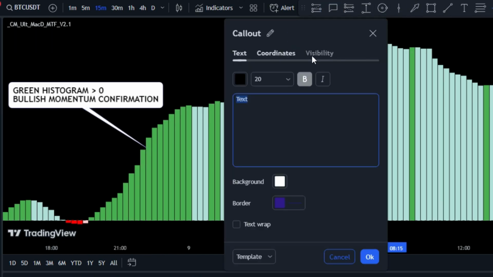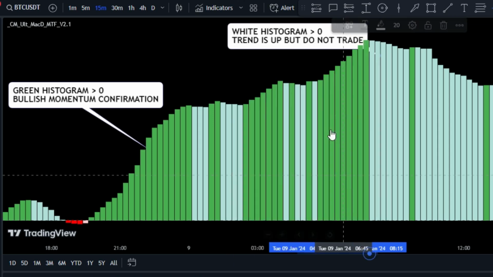In the second state, if the histogram is white and above the middle level, the market is still in an upward trend, but we should refrain from entering a trade.